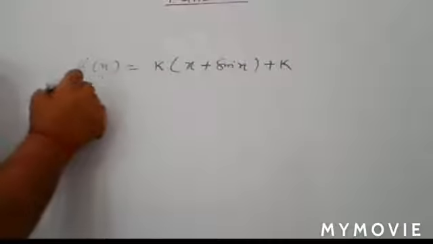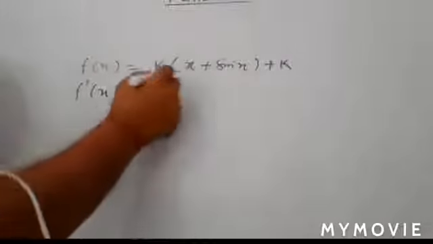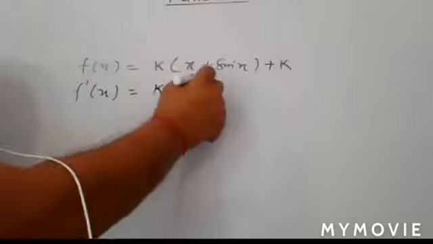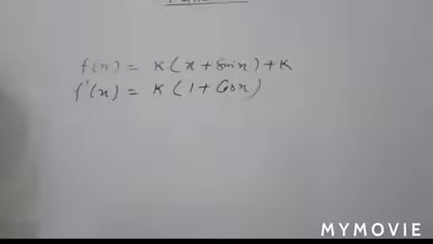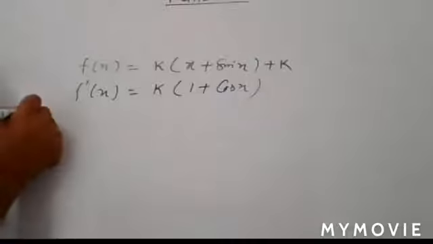So first you differentiate it. Here you have f'(x) is equal to k times (1 + cos x). So you find its derivative f'(x). Now what is given? The function is already given as an increasing function. If the function is increasing, then f'(x) is greater than or equal to 0.